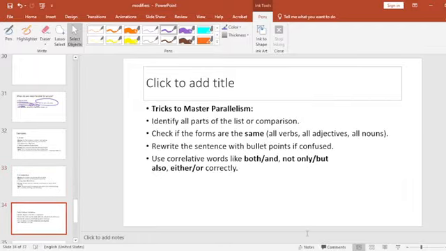So that's it about modifiers as well as parallelism. I hope you understood the entire topic, and we'll be discussing the grammar part in the SSC and banking syllabus in the next class. Thank you.